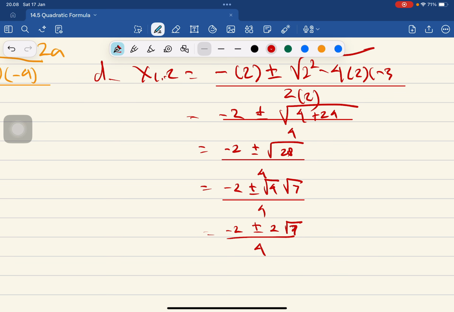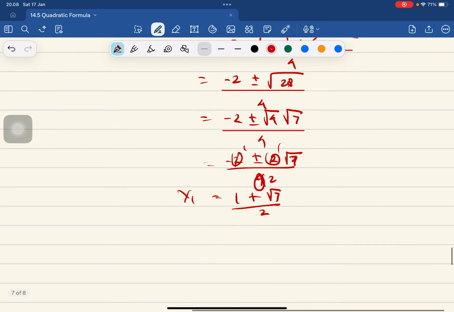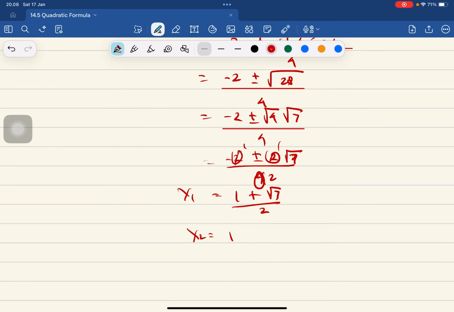We could simplify it. It's going to be 1, 2, and 1. So the first x is going to be 1 plus square root of 7 divided by 2, while the other x is going to be 1 with a negative sign, square root of 7, then we divide by 2.